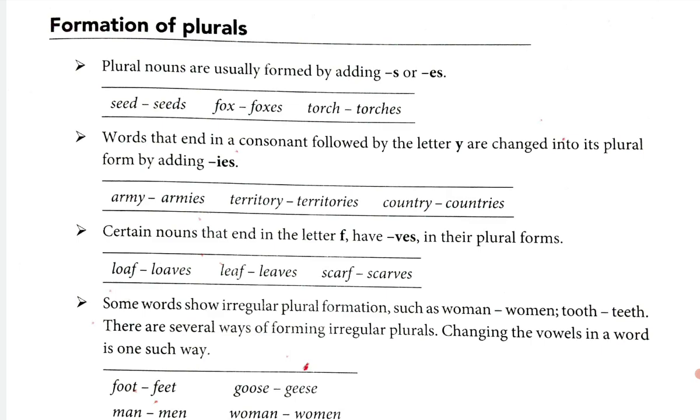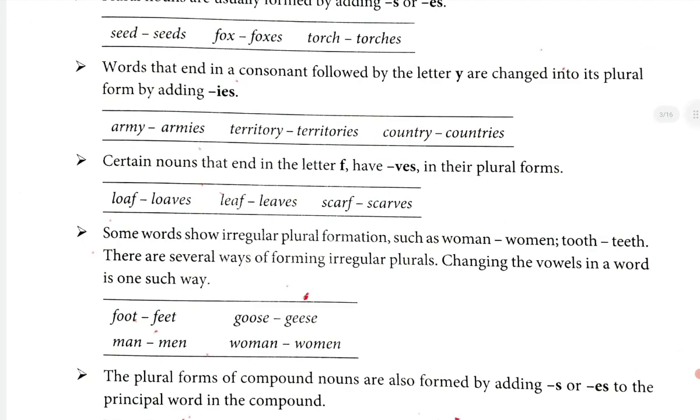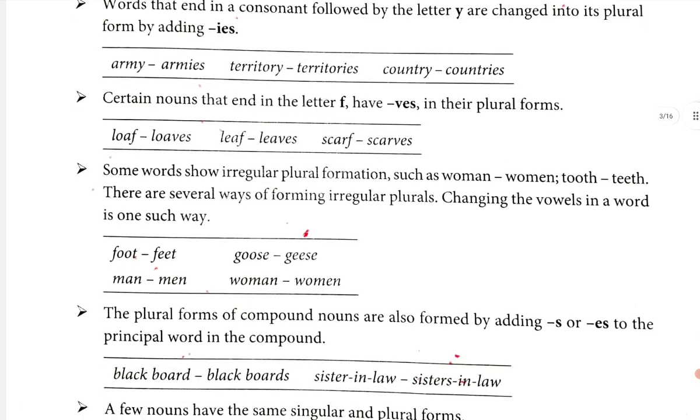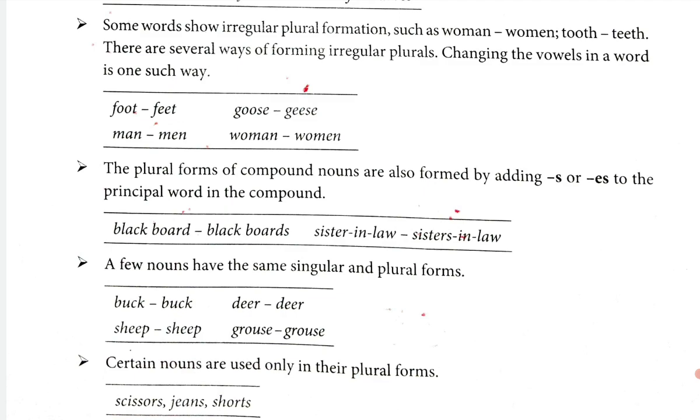Certain nouns that end in the letter F have VES in their plural forms. For example, loaf, loaves, leaf, leaves, scarf, scarves, etc. So here VES is suffixed. Some words show irregular plural formation, such as woman, women, tooth, teeth, etc. We are familiar with this kind of example, and we are quite thorough about the usage too. Foot, feet, goose, geese, man, men, woman, women, etc.